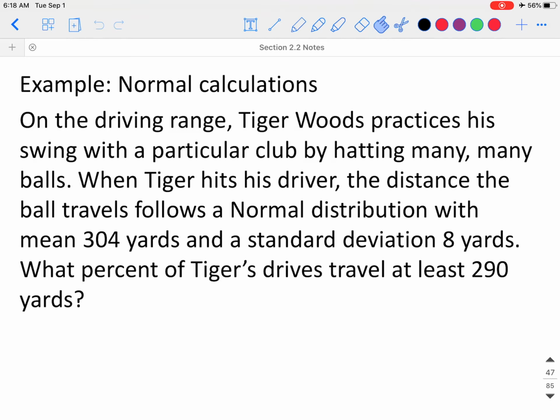On the driving range, Tiger Woods practices his swing for a particular club by hitting many balls. When Tiger hits his driver, the distance the ball travels follows a normal distribution with a mean of 304 yards and a standard deviation of 8 yards. What percent of Tiger's drives travel at least 290 yards? So the first thing we need to do is our state.